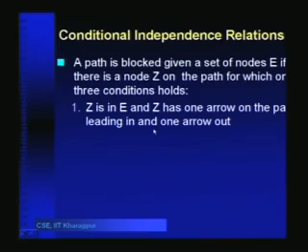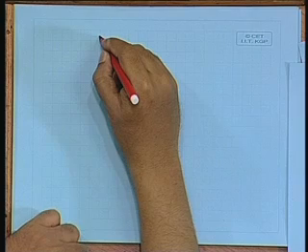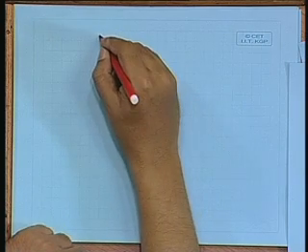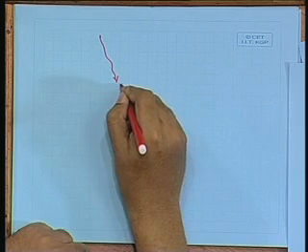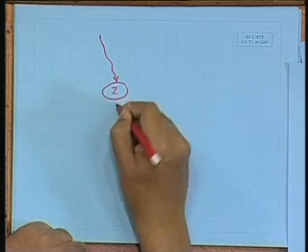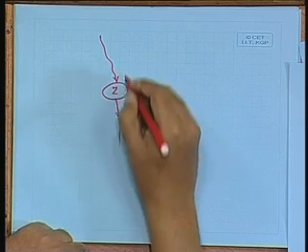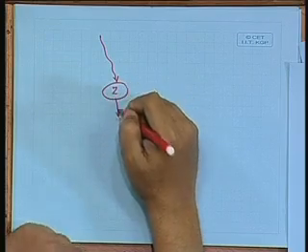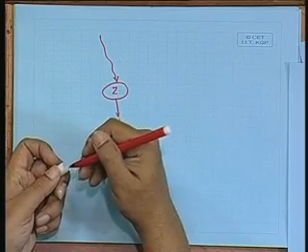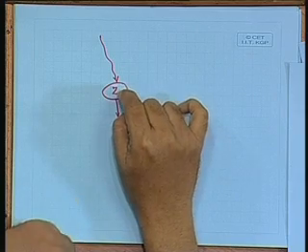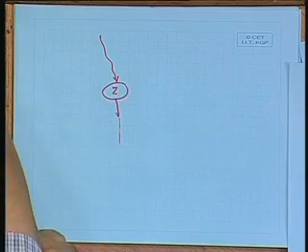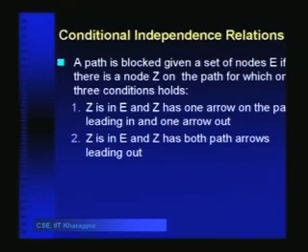So it is like this: we have in the path a node Z, and one arrow is leading into Z and one is leading out of Z. Then this path is blocked by Z. Or, Z is in E and Z has both path arrows leading out.